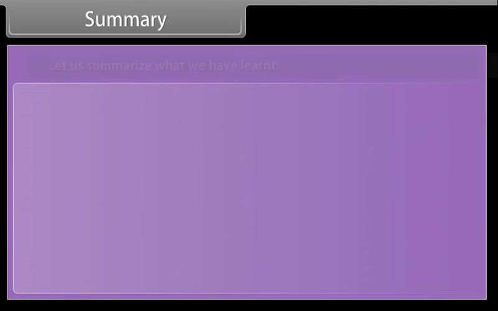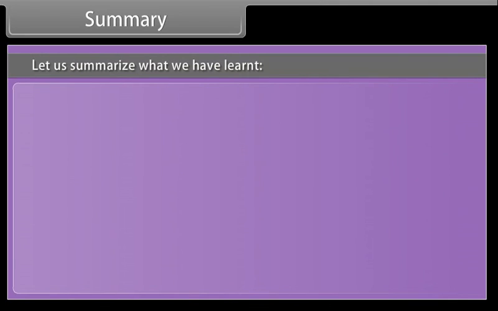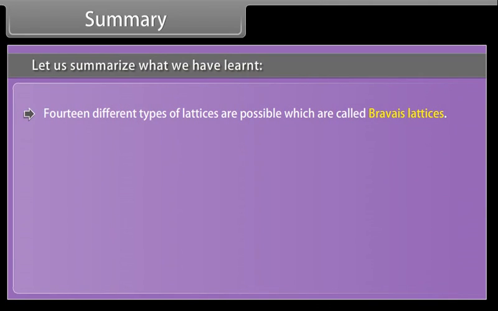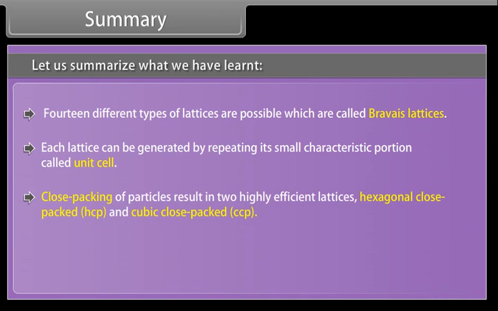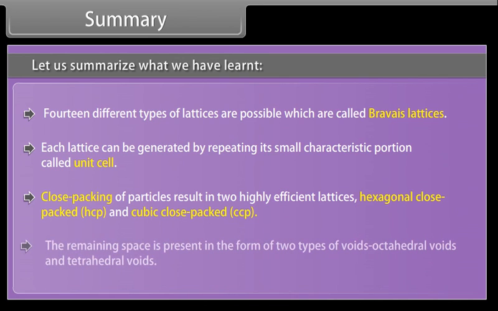Summary. Let us summarize what we have learned. 14 different types of lattices are possible, which are called Bravais lattices. Each lattice can be generated by repeating its small characteristic portion called unit cell. Close packing of particles results in two highly efficient lattices, hexagonal close-packed HCP and cubic close-packed CCP. The remaining space is present in the form of two types of voids, octahedral voids and tetrahedral voids.